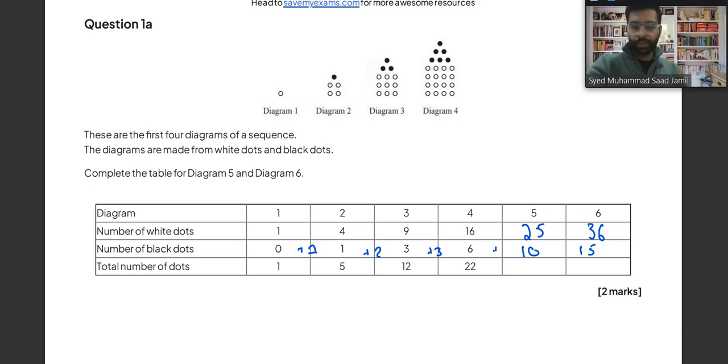Now we need to find the total number of dots. Simple. 1 plus 0 is 1. 4 plus 1 is 5. 9 plus 3 is 12. 16 plus 6 is 22. 25 plus 10 is 35. And 36 plus 15 is 51.